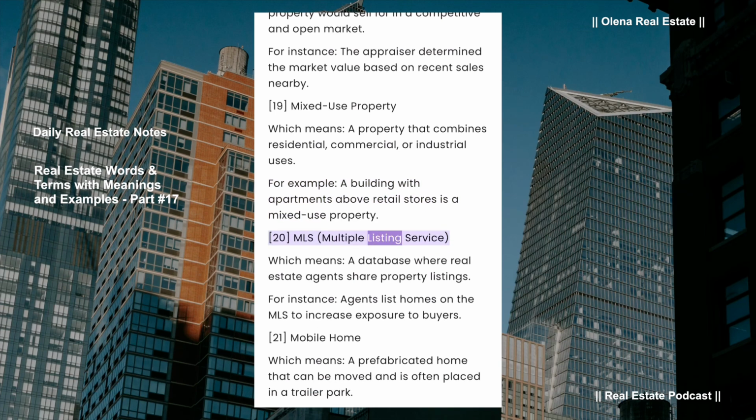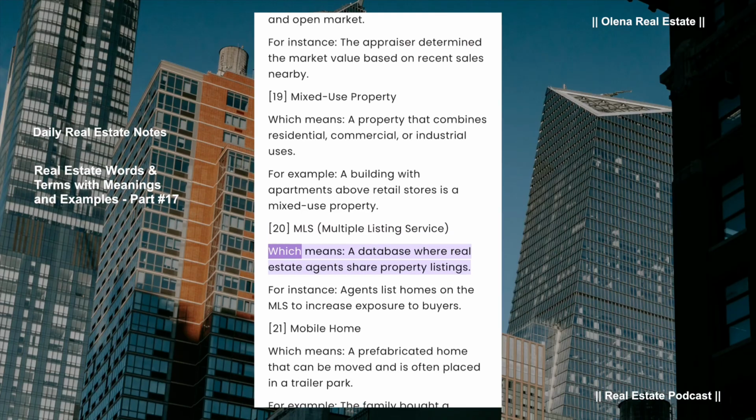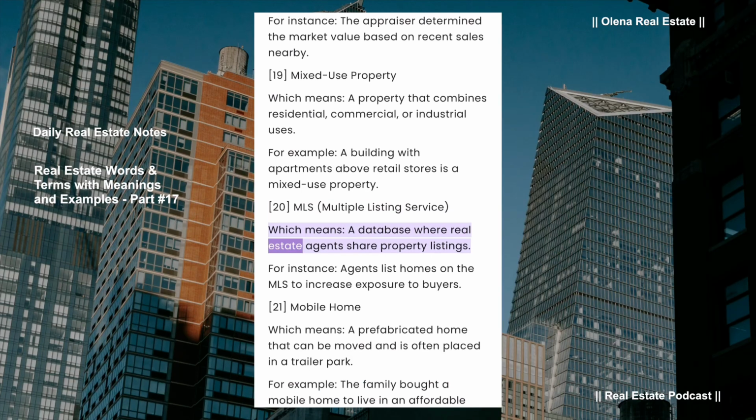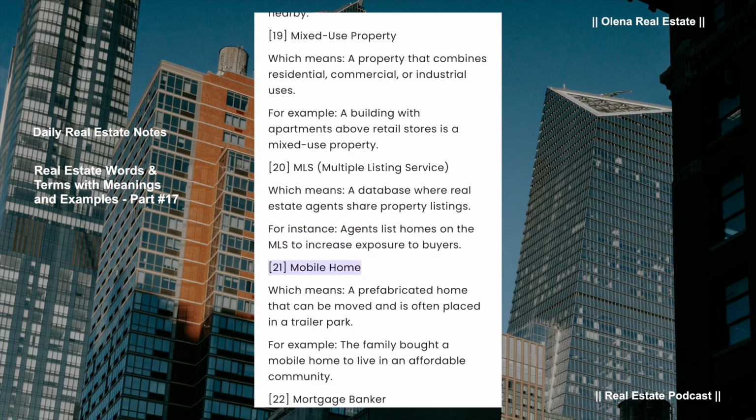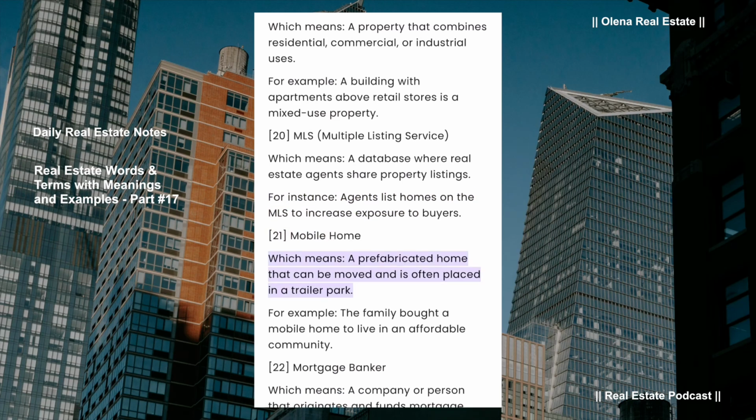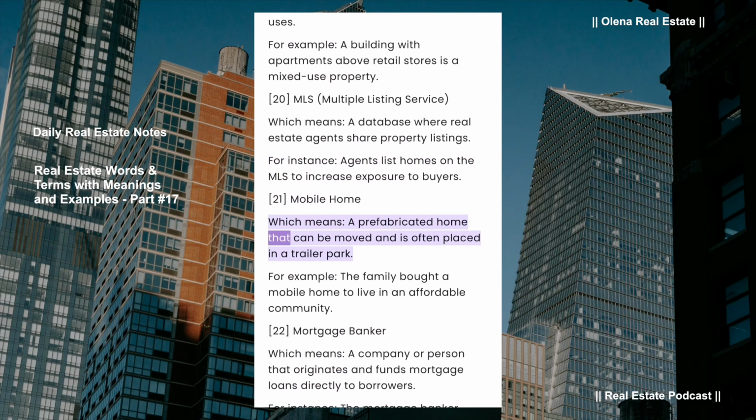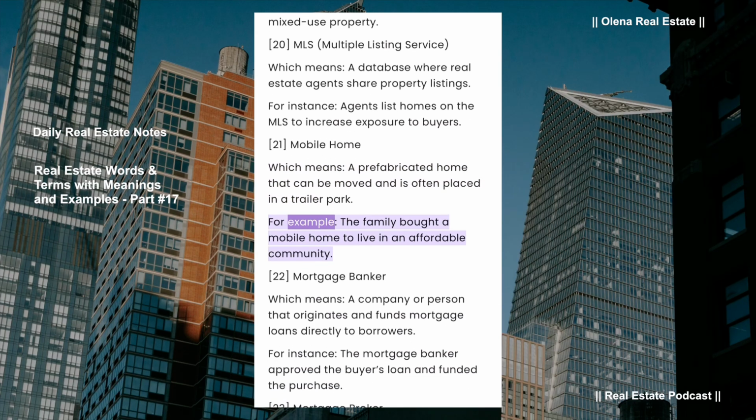MLS, multiple listing service, which means a database where real estate agents share property listings. For instance, agents list homes on the MLS to increase exposure to buyers. Mobile home, which means a prefabricated home that can be moved and is often placed in a trailer park. For example, the family bought a mobile home to live in an affordable community.